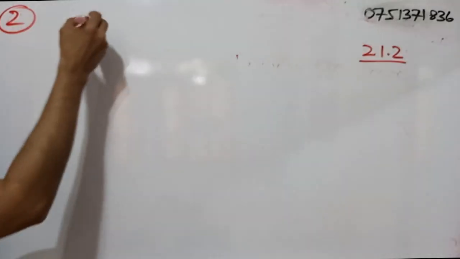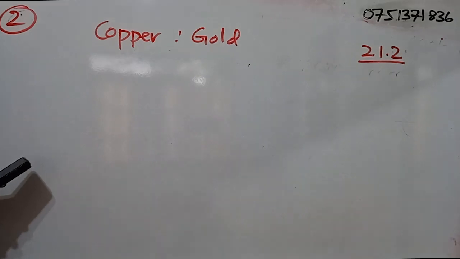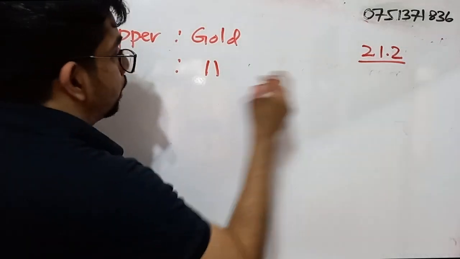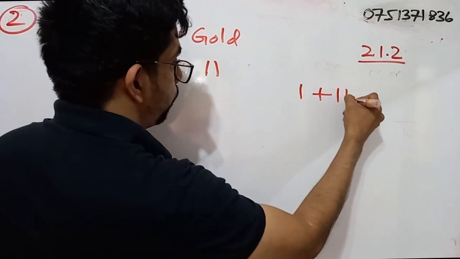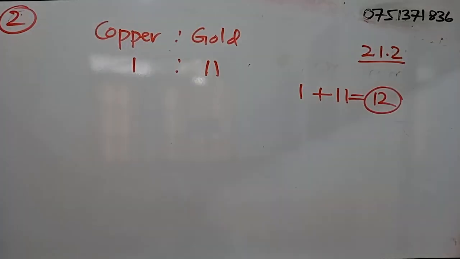Right. So we have what? Copper to gold. So what is the ratio? 1 to 11. What is the total parts? Here we have 1, here we have 11. So simply we have to add those two together. So we get 12. Right.